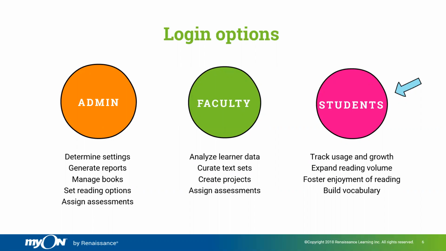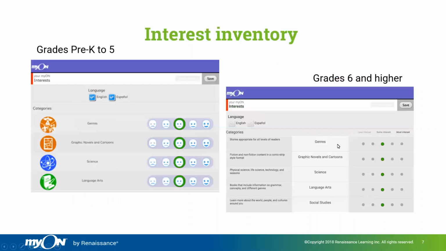Now, when your students log in for the very first time, the first thing that they are going to see is the interest inventory. Now, this is just there to help with those recommendations. The view is going to differ ever so slightly depending on the year group. So for your younger students, they are going to get the view on the left-hand side. And for your slightly older students, they get the more grown-up view on the right-hand side.